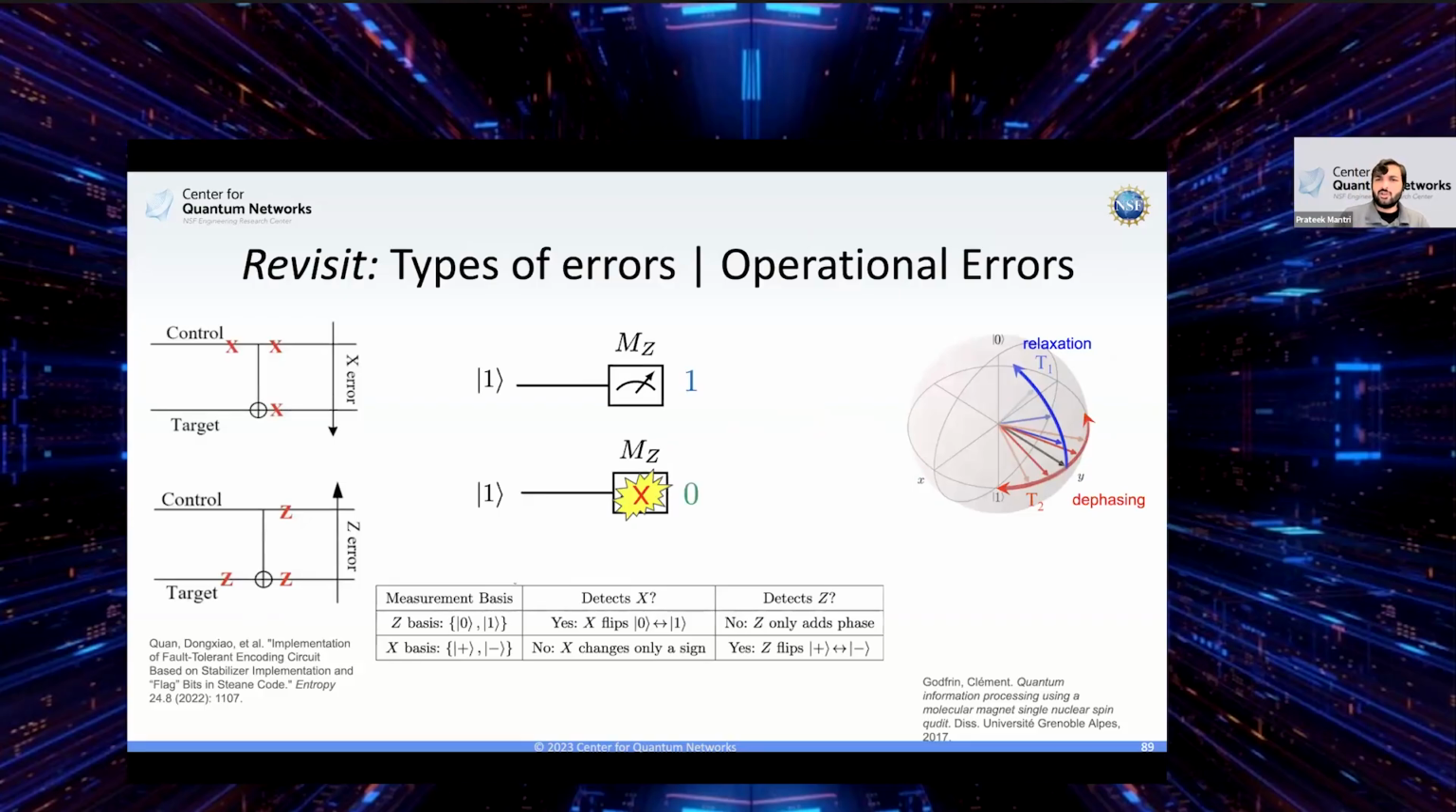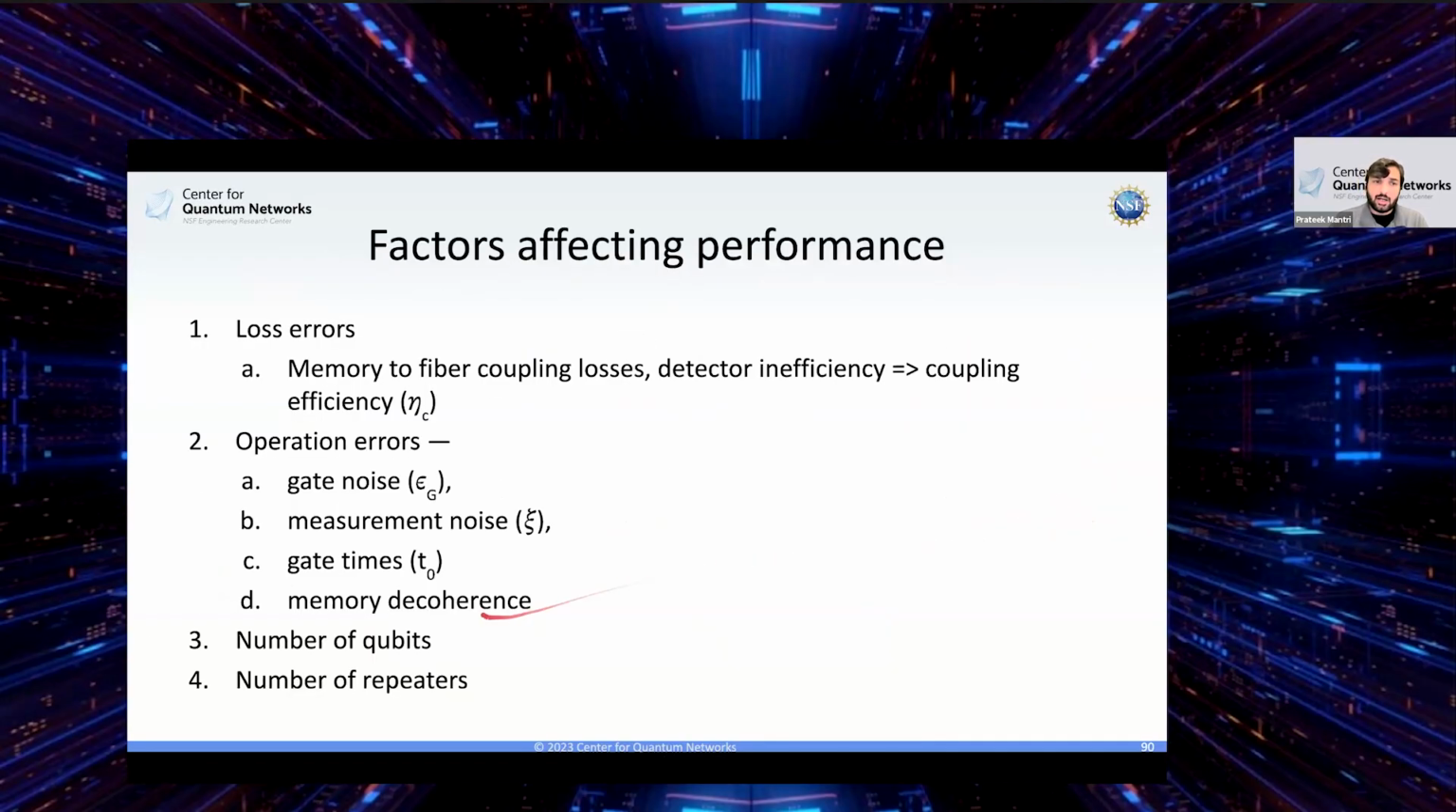All right. We saw all these different operational errors. So we have these controlled-NOT operations that can be error prone. We also saw that measurement operations can also be error prone, or the memories can also undergo relaxation or dephasing. So all of these affect performance. We also saw that loss errors are critical for repeater performance. So you have these memory-to-fiber coupling losses, or detectors can be inefficient. All of these we take into a single metric called coupling efficiency, here denoted as eta C.